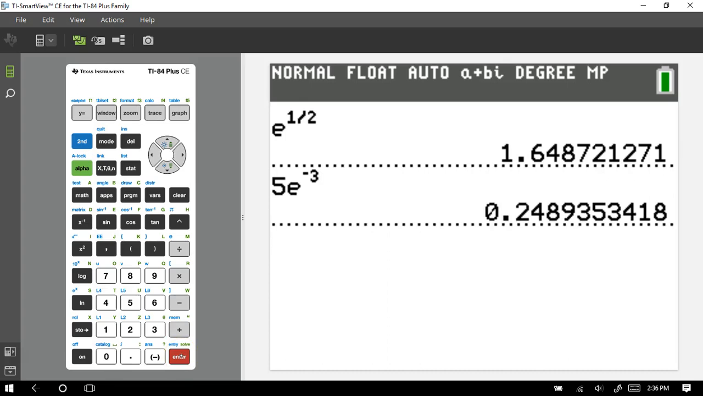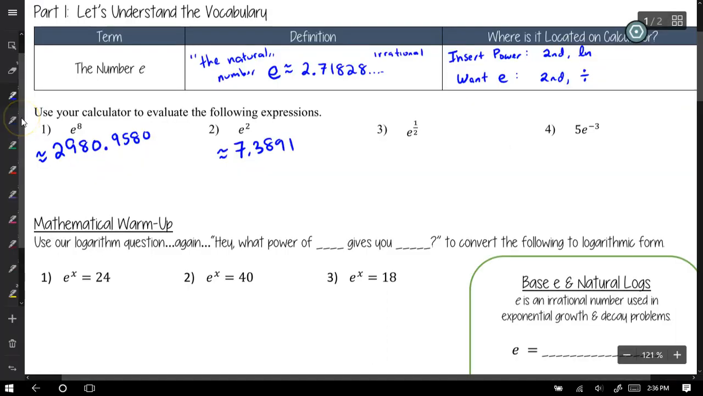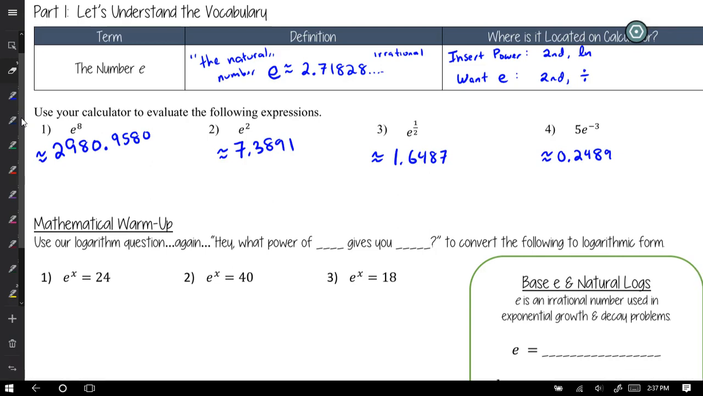We typed them in, so we're going to write them down. I get 1.64872. That's approximately it. The 2 does not round the 7, so we leave it alone. 5e to the negative third is approximately 0.24893. That 3 is not going to round that 9, so we are good. So now we know where e is in our calculator.